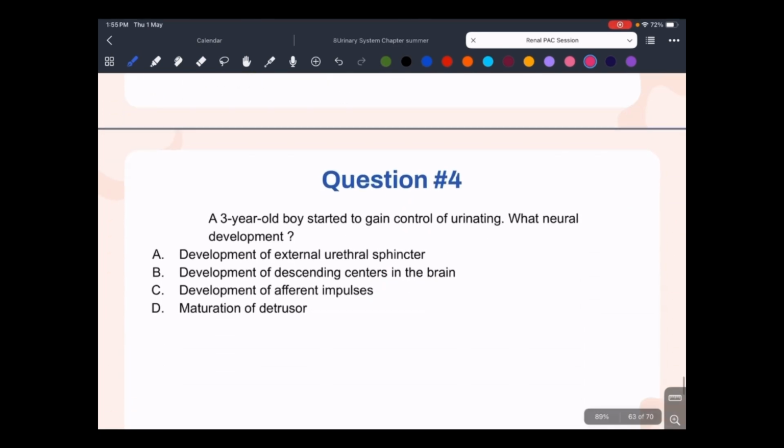Okay. Question 4. A 3-year-old boy started to gain control of urinating. Which of the following neural developments happened? B, of course, right? Centers of the brain. He already has the urethral sphincter, already has the afferent impulses, and already has maturation of the detrusor. This is the only thing that changes when they grow older.